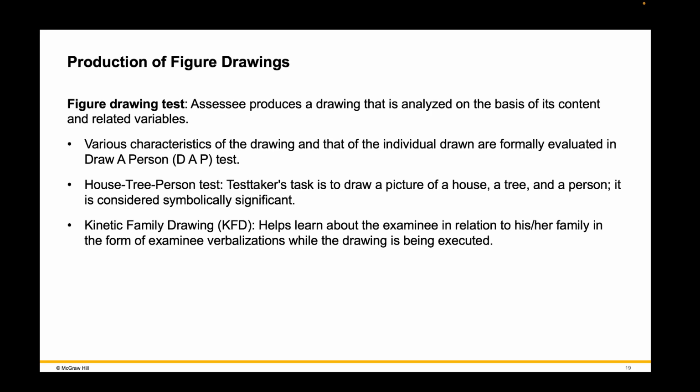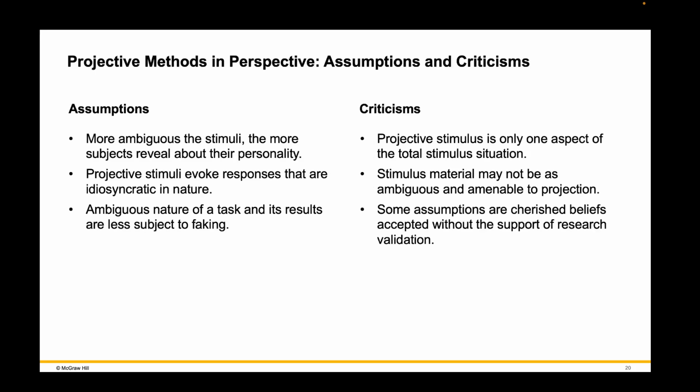Okay? So another is the house tree person test, wherein the task of the test taker is to draw a picture of a house, a tree, and a person. And each factor here is considered to have a symbolic significance. And then we also have the kinetic family drawing. This is something that is used to help examine the test taker in relation to his or her family in the form of examining verbalizations while the drawing is being executed. Now, this type of test, the KFD, is more used with children than with adults.